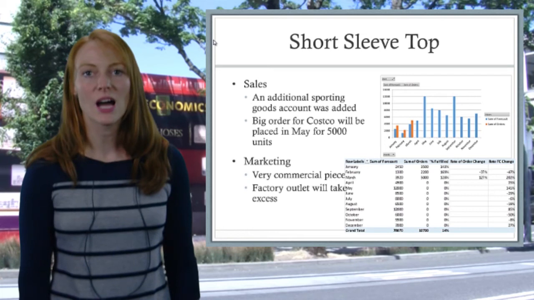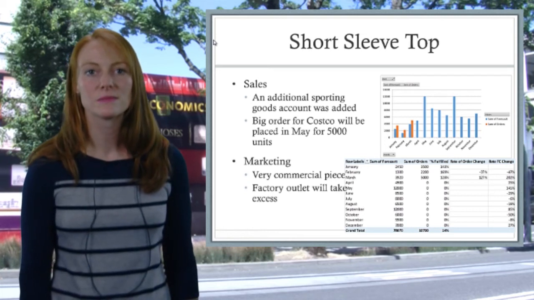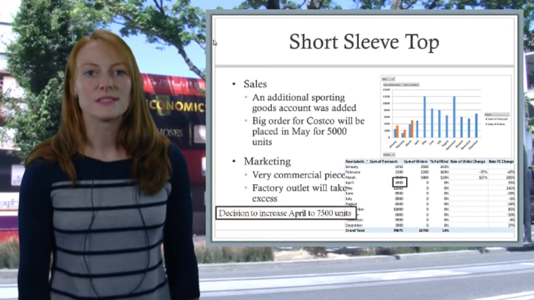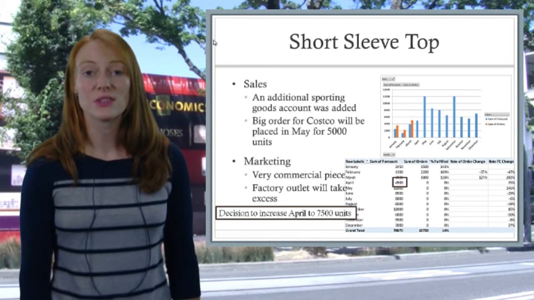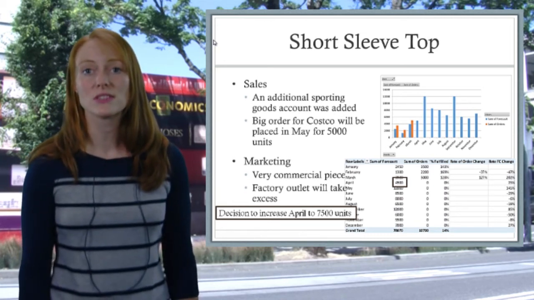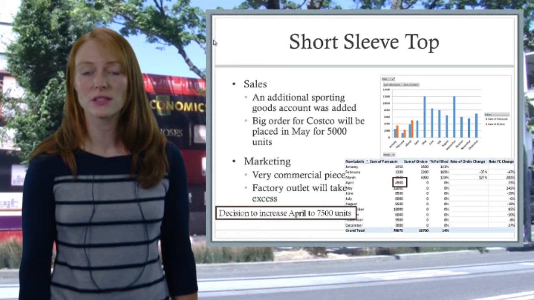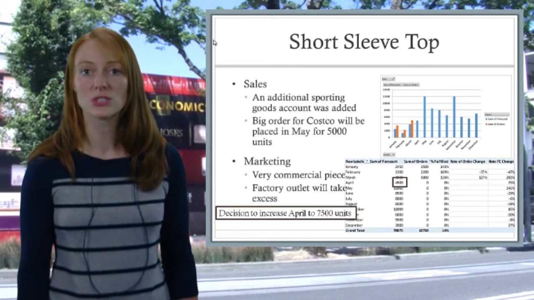So if we look at how we want to reevaluate our forecast, we decided to bring April up to 7,500 units. That'll give us a good increase over our March orders and leave us some room to grow, which is important.